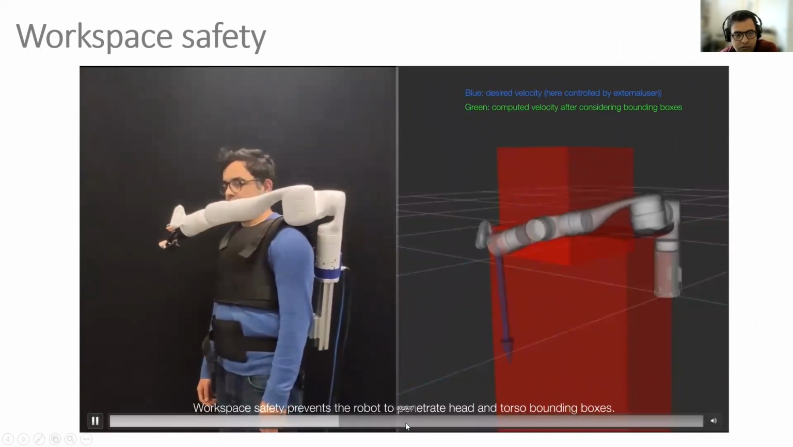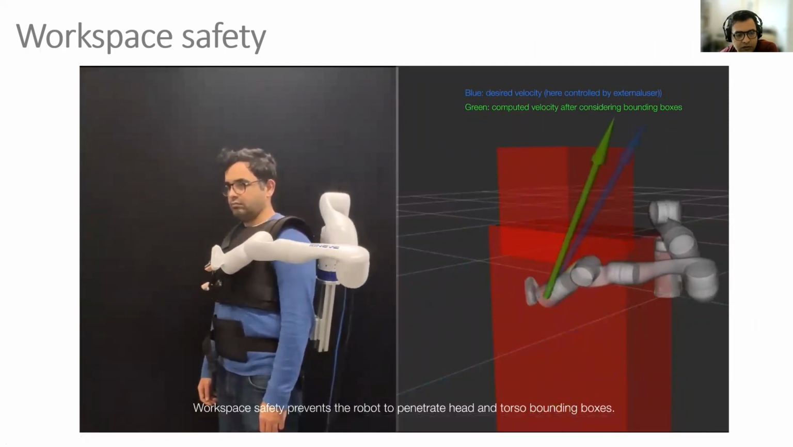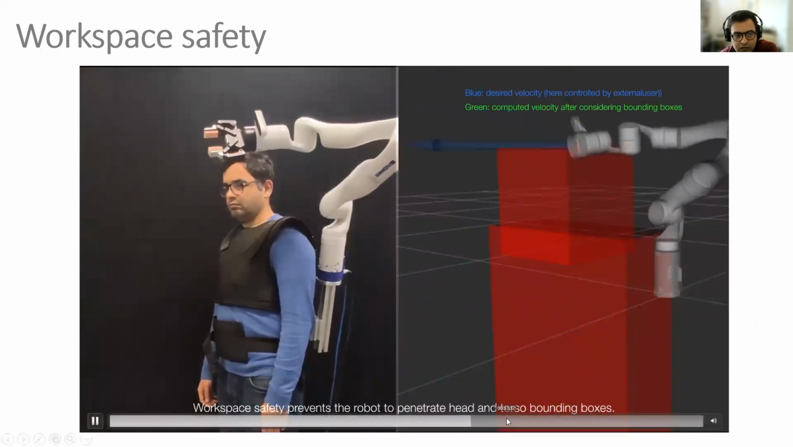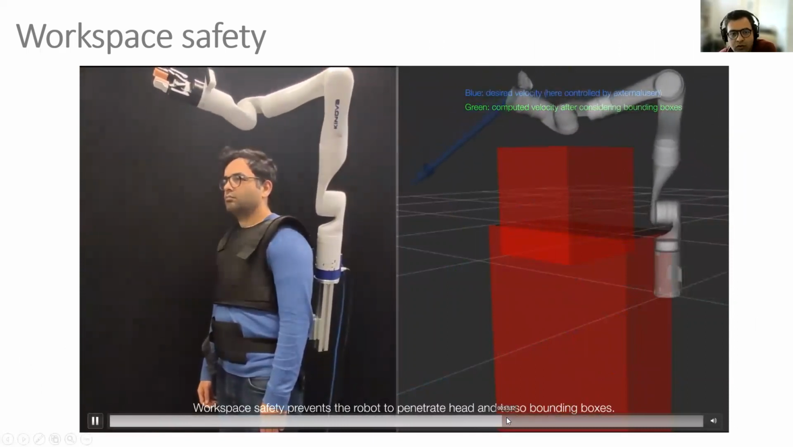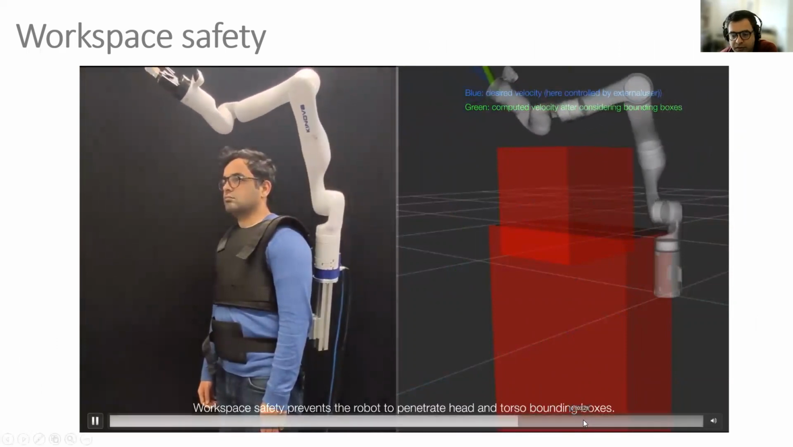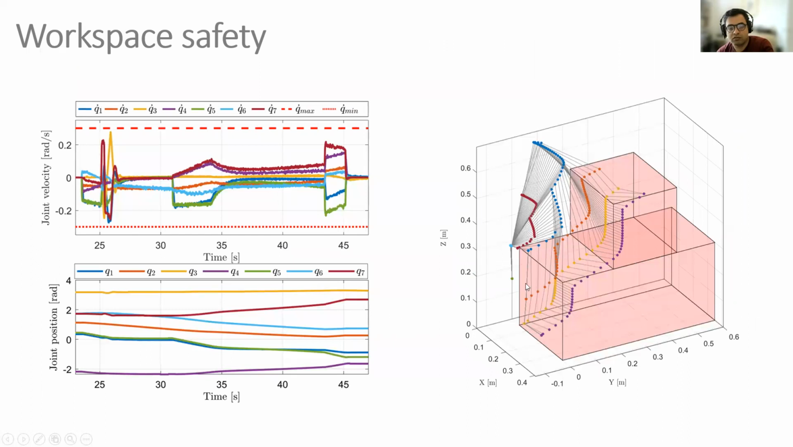So yeah, you can go all around the user without penetrating into these boxes. And this is just the quantification of this behavior.